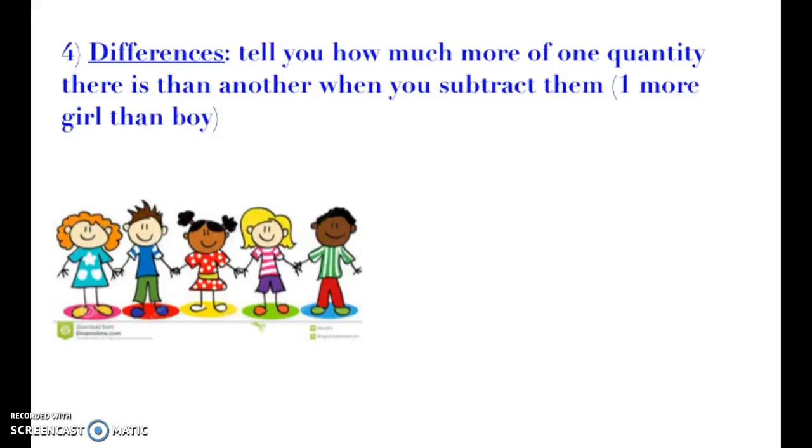The final way we'll look at today is differences. And differences always tell you how much more of one quantity there is than another. So you're subtracting them. So we know there's 3 girls and 2 boys. If we do 3 minus 2, we find out there's 1 more girl than boy.